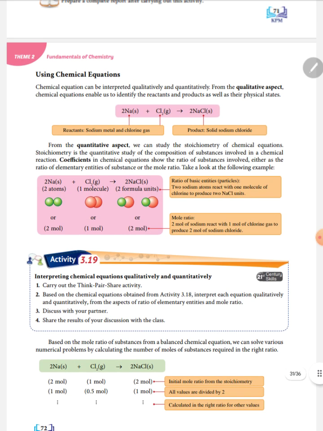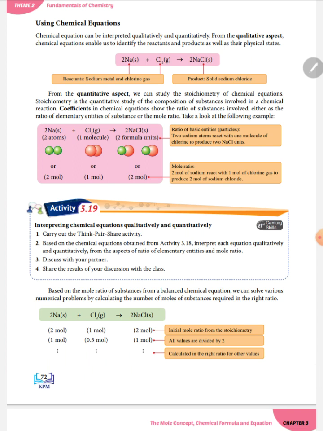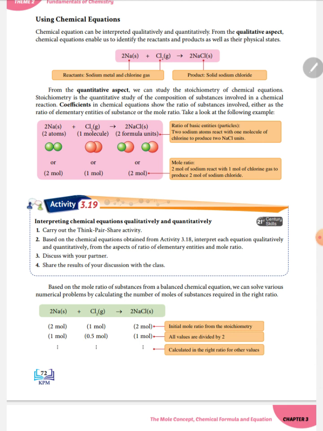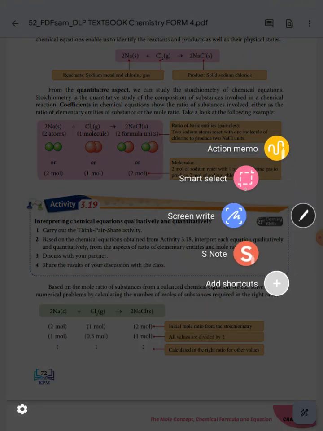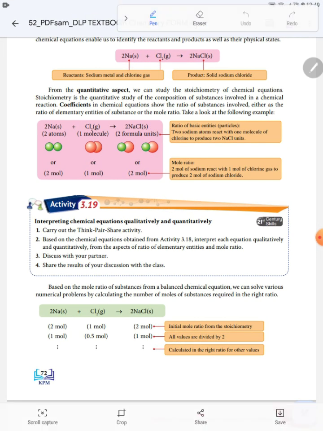Balance chemical equation is on page 72. Ini minggu lepas kita dah bincangkan bagaimana kita nak balancekan chemical equation. Cikgu akan ulang lagi sekali. Bagaimana kita nak balance chemical equation? You have to remember the number of atom in reactant is balanced with the number of atom in product side.